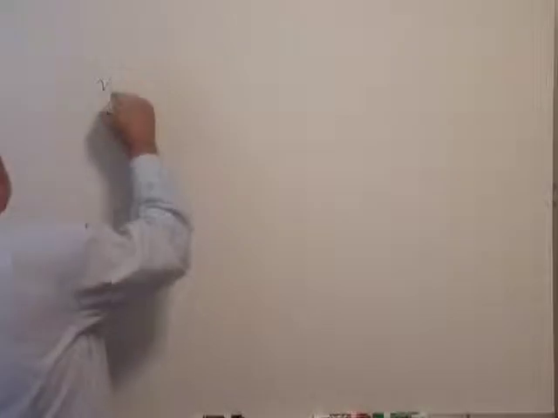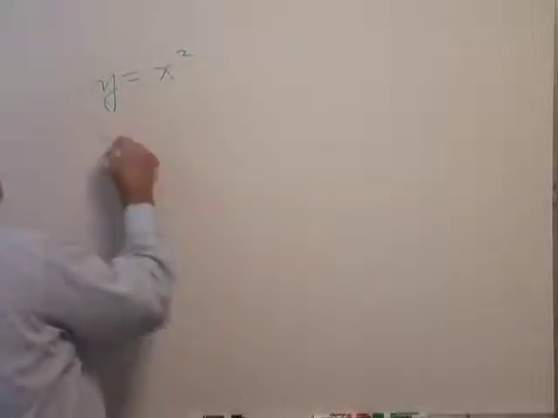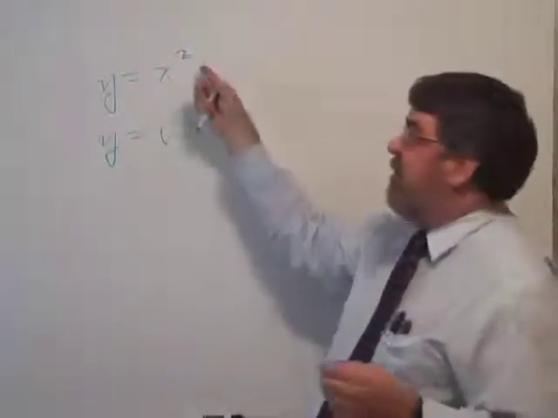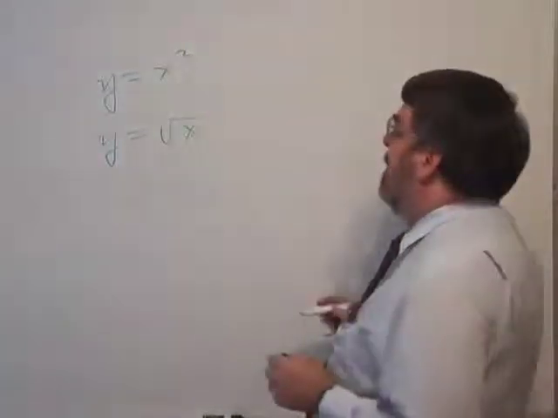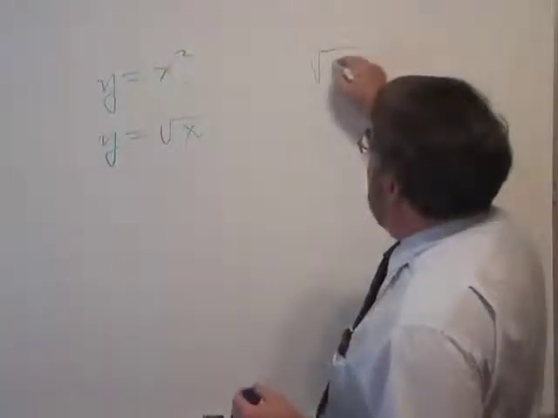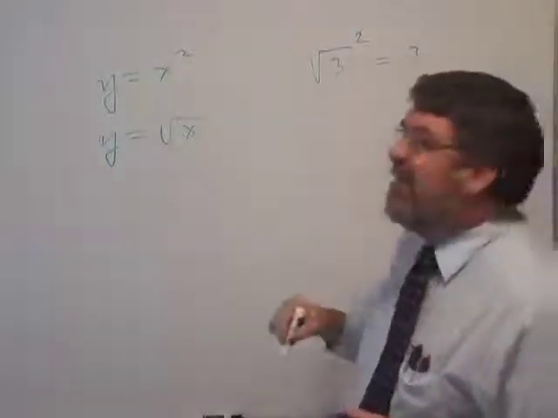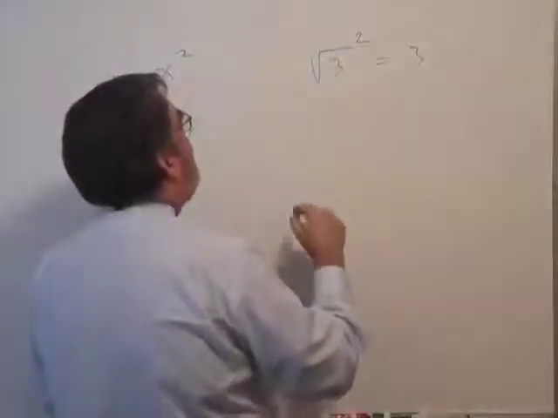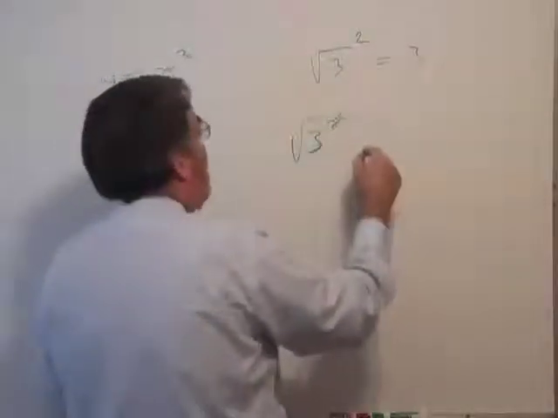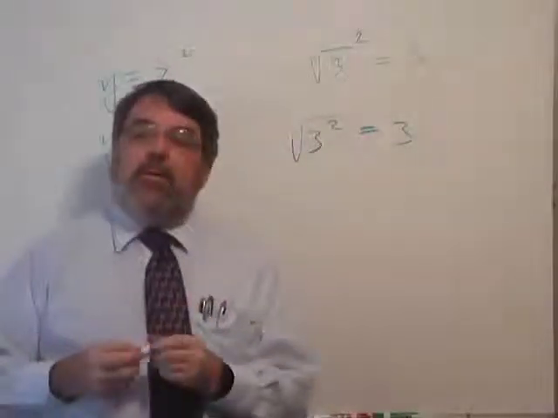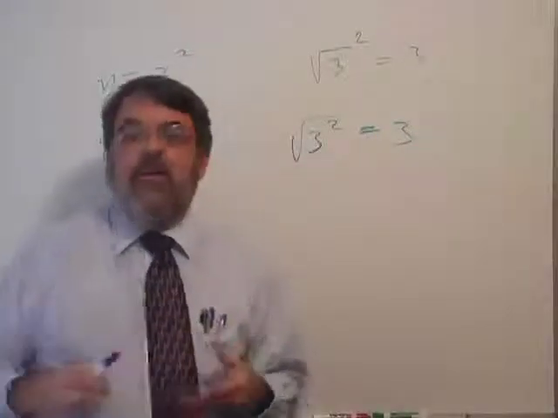Let me give you an idea of what I mean by inverse. The function y equals x squared and the function y equals square root of x are inverse functions. In other words, the square root will undo a square and squaring will undo a square root. For example, the square root of 3 squared is 3, and if you took 3 squared and took its square root, you would still get 3. So they're sort of reversible. Well, that's what logarithms do to exponential functions, ultimately.